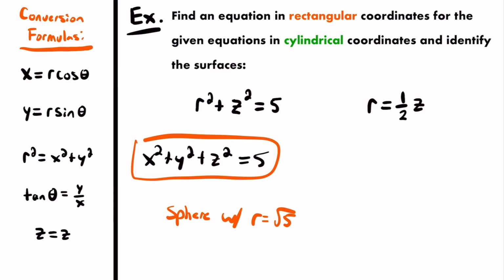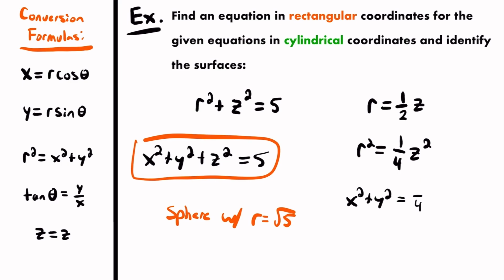And then let's move on to this equation. We have r equals 1/2 times z. This is going to be a little bit trickier. The first thing I'm going to do here is square both sides of the equation. That way I'll have an r² that I can replace with x² plus y². So if we do that, we'll have r² equals 1/4 times z², right? If you square 1/2, you get 1/4. And then, of course, z² is z². Now, let's replace r² with x² plus y². We'll have x² plus y² equals 1/4 times z².